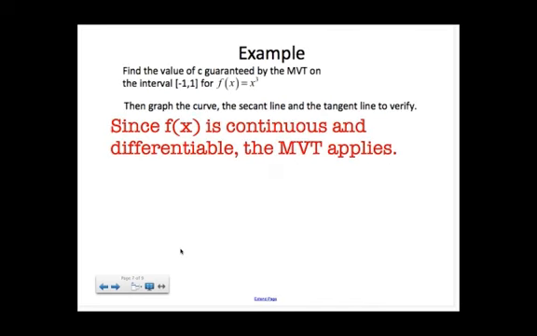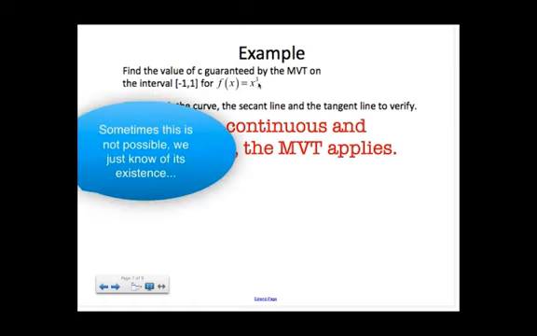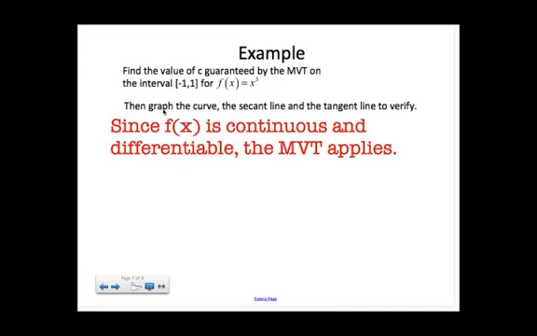So let's jump into some examples. One of the things you're sometimes asked to do is to find this mysterious value of c that lives between the two endpoints of the interval. Okay, so here's my function f, here's my interval a to b, -1 to 1, and they're asking me to find this value of c. Okay, and then we're going to graph the curve, the secant line, and the tangent line to verify that we got it right.